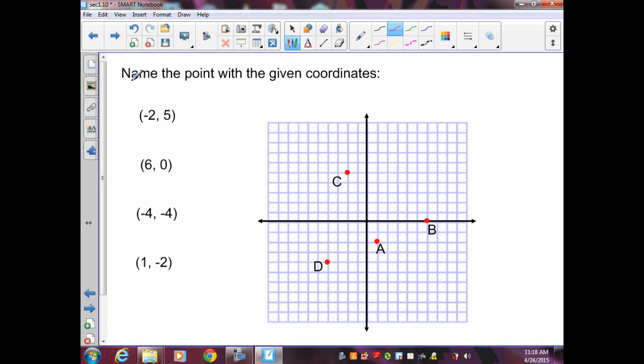Next, let's name the point with the given coordinates. Here I have -2, 5, a -2, and up 5. 1, 2, 3, 4, 5. That would be point C. Next, 6, 0. 1, 2, 3, 4, 5, 6. 0 is point B. Next is -4, -4. 1, 2, 3, 4. Down 1, 2, 3, 4. That would be point D. And we know the next one is 1, -2. Has to be point A, but just to verify, 1 and then down 2 would be point A.